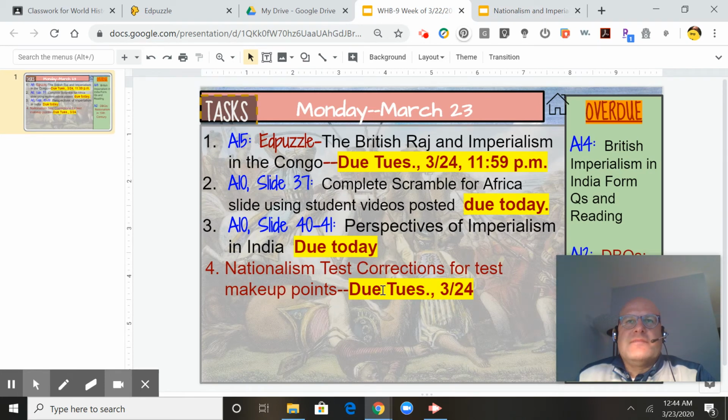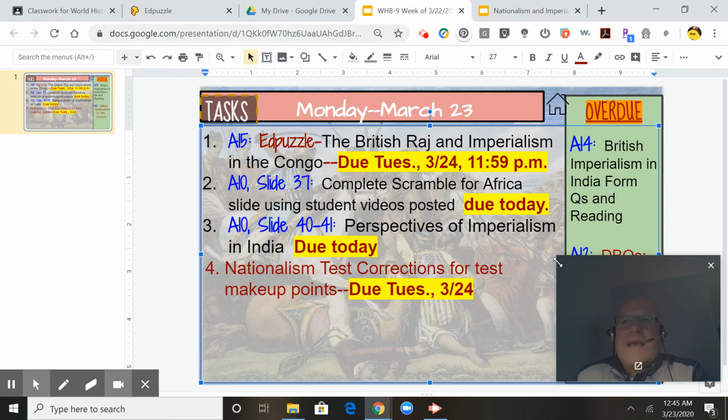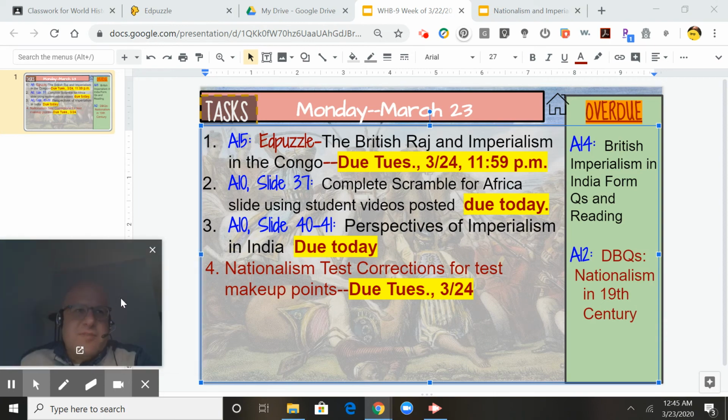Perspectives on imperialism there. And then remember the deal that I talked about on Friday, the nationalism test corrections. I backed them up. Most of you got them done. If you need to make them more thorough to get your 4 points of corrections, and if you're unclear about what I'm talking about, there's a video in the nationalism test corrections. Go back and look at that. That's due on Tuesday. That was actually supposed to be Thursday, and I had backed it up.